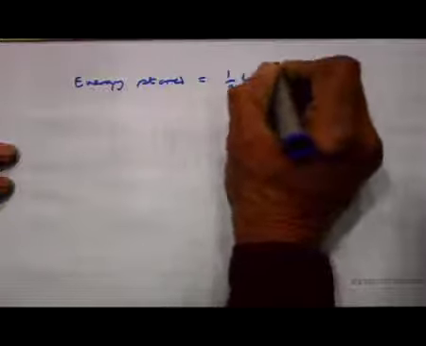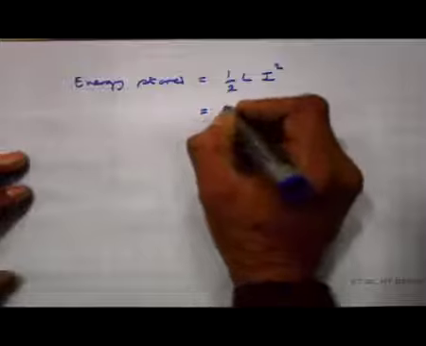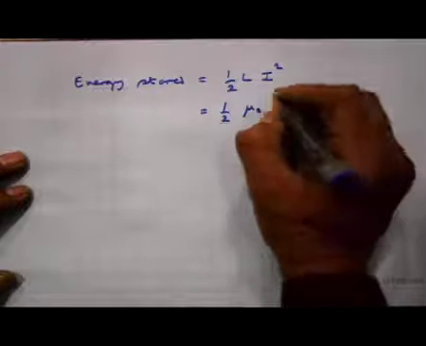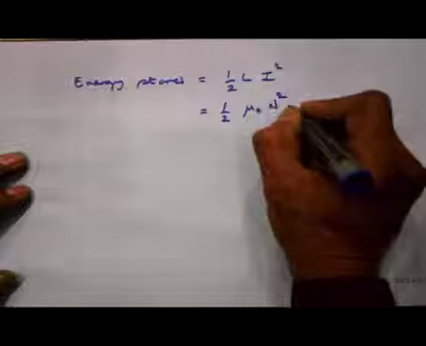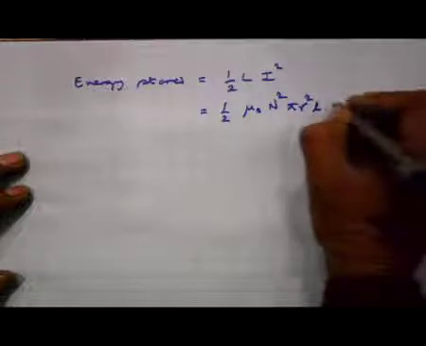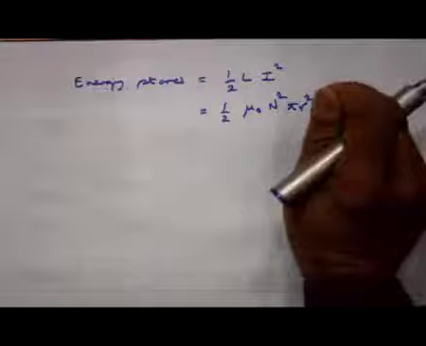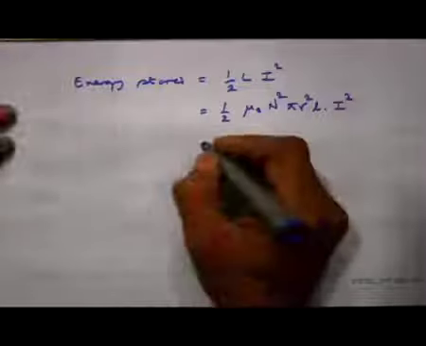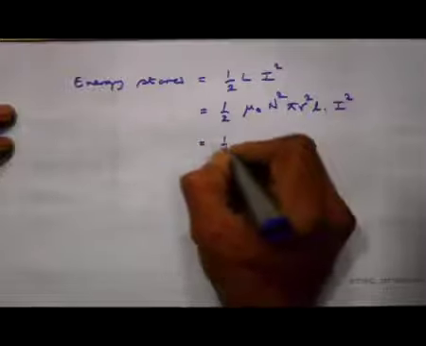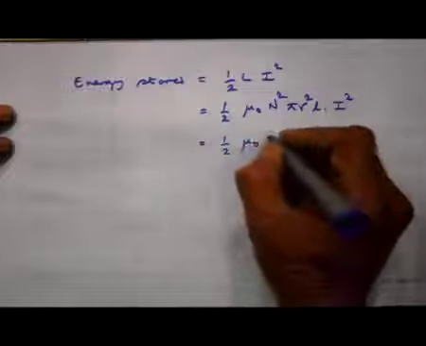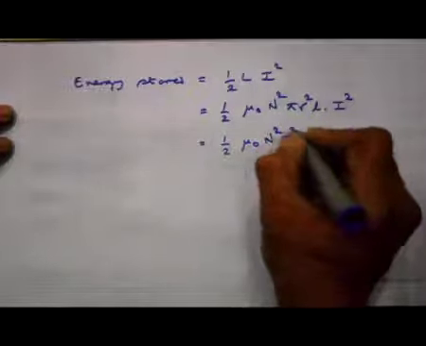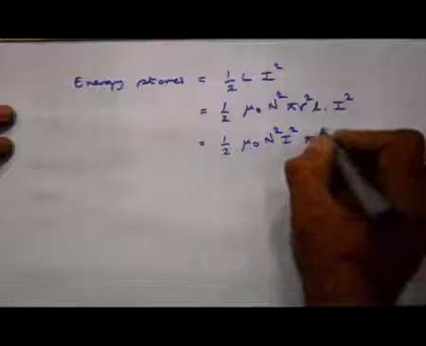So, what is the energy stored? Energy stored in the solenoid is half L I square, which is equal to half mu naught n square pi r square into L into I square. Here r is the radius of the solenoid. So, I can write this as half mu naught n square I square into pi r square into L.